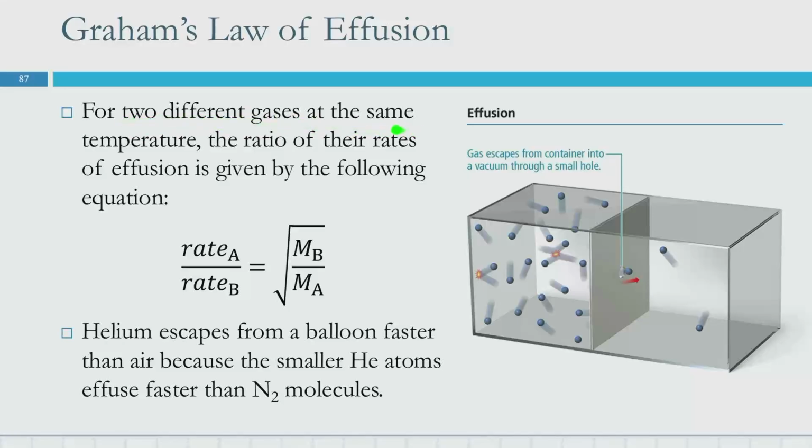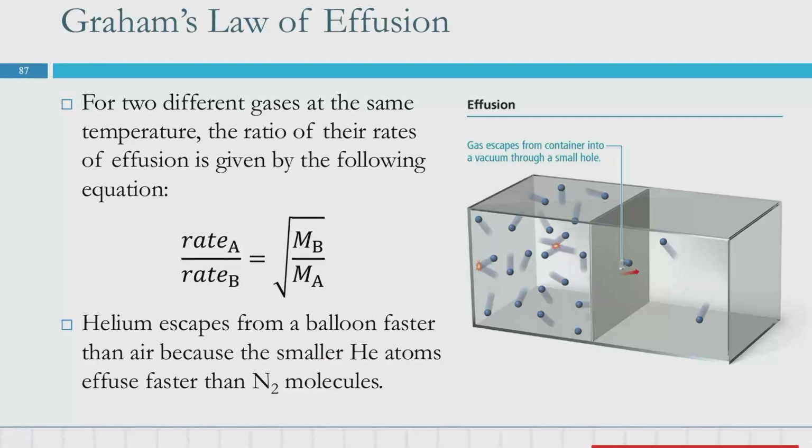So if we've got two different gases at the same temperature, the ratio of their rates of effusion, the ratio of the rate that they travel through this hole, is related by this following equation. So the ratio of the rate of gas A to gas B is the same as the square root of the molar mass of B over the molar mass of A. So on one side A is on top, the other B is on top. A is on the bottom.